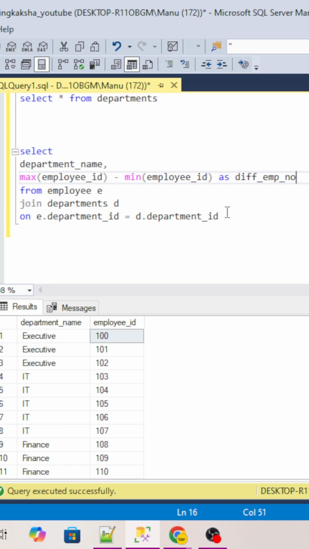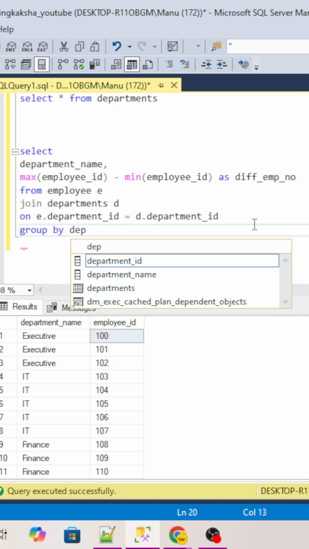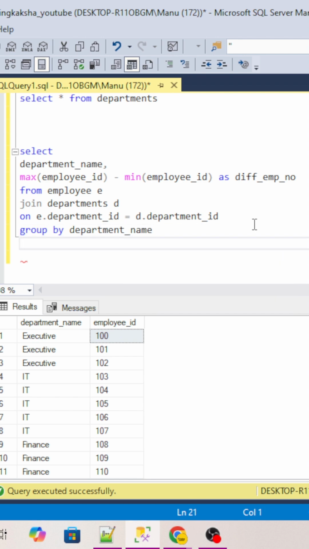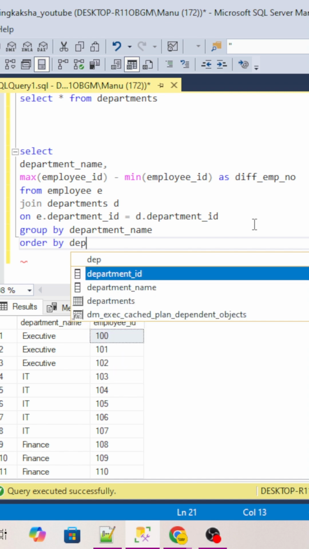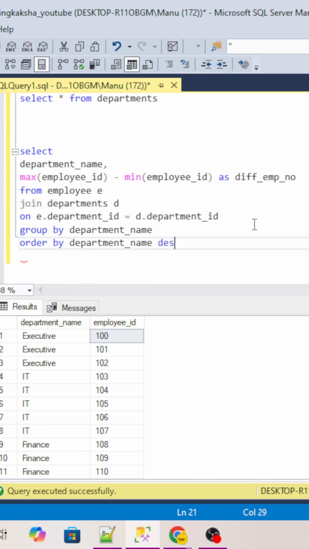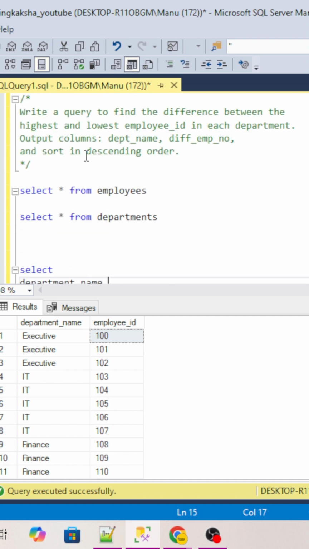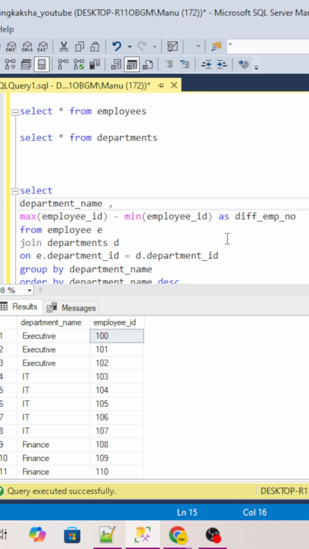And since we are using an aggregate function, we have to group it. So we'll use GROUP BY and group it by department name. So we will take department name, then we have to order it: ORDER BY department name DESC, because we have to order in descending order. We have the column name given, DPT name, so we will copy it with Ctrl+C and rename this as well. So we will give the alias.